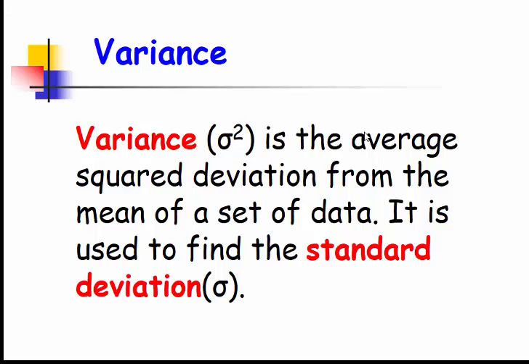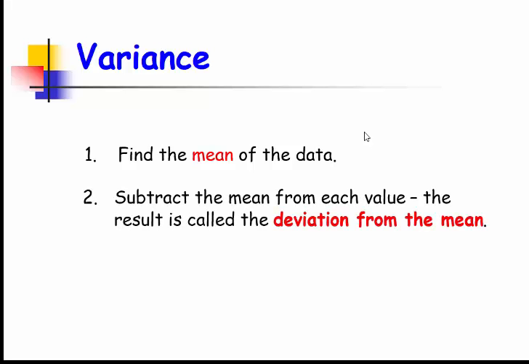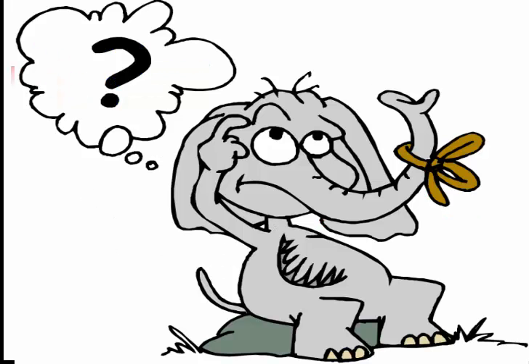Variance is the average squared deviation from the mean of a set of data. It is used to find standard deviation. So let's talk about all those components of variance. First, we find the mean. Then we subtract the mean from each value. We find the difference, or the deviation, of each value from the mean. We square each deviation from the mean. Now, why would we want to do that? Pause, think.